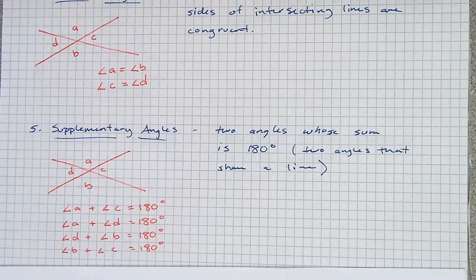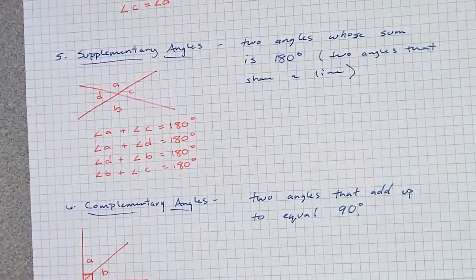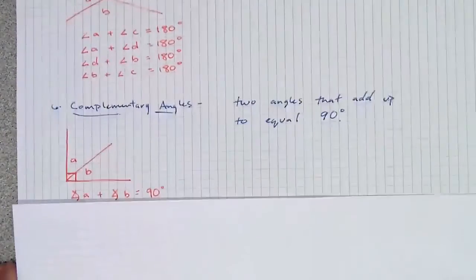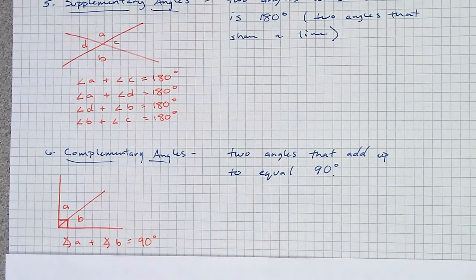So I got basically just an X again over there for an example. Also shows you how the vertical angles are congruent. But A and C share a line, so they add to 180. A and D share a line, so same thing. D and B, B and C, same thing. Similar to supplementary angles, we have complementary angles, and those are just two angles that add up to equal 90 degrees.